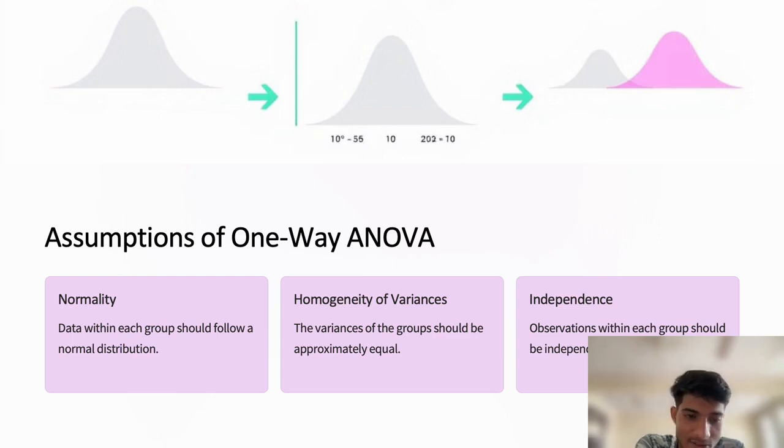So we'll discuss now normality. Data within each group should follow a normal distribution. Homogeneity of variances: the variances of groups should be approximately equal. Independence: observations within each group should be independent.